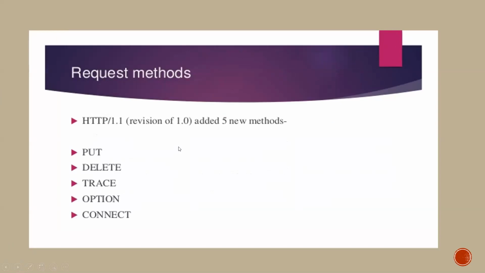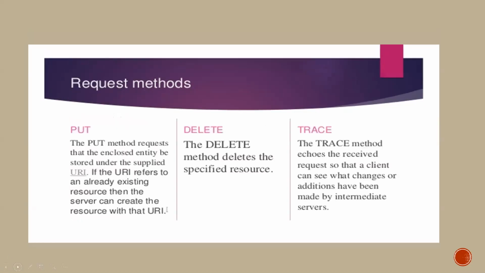These request methods are for HTTP 1.1, which is considered a revision of 1.0. Here 5 new methods are added: put, delete, trace, options, and connect. Put, I have just explained. The put method requests that the enclosed entity be stored under the supplied URL. This is not URI, this is URL. I suppose everyone knows what a URL is.